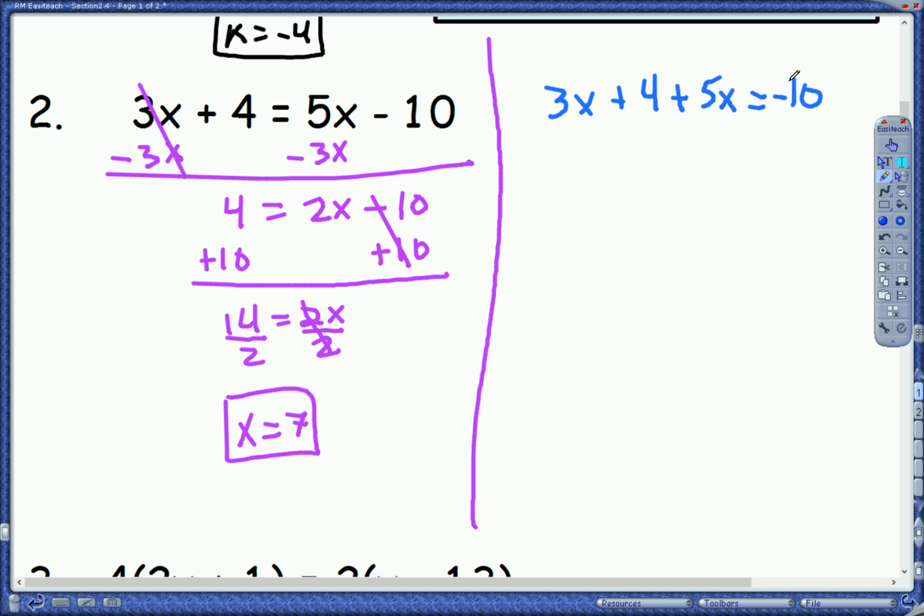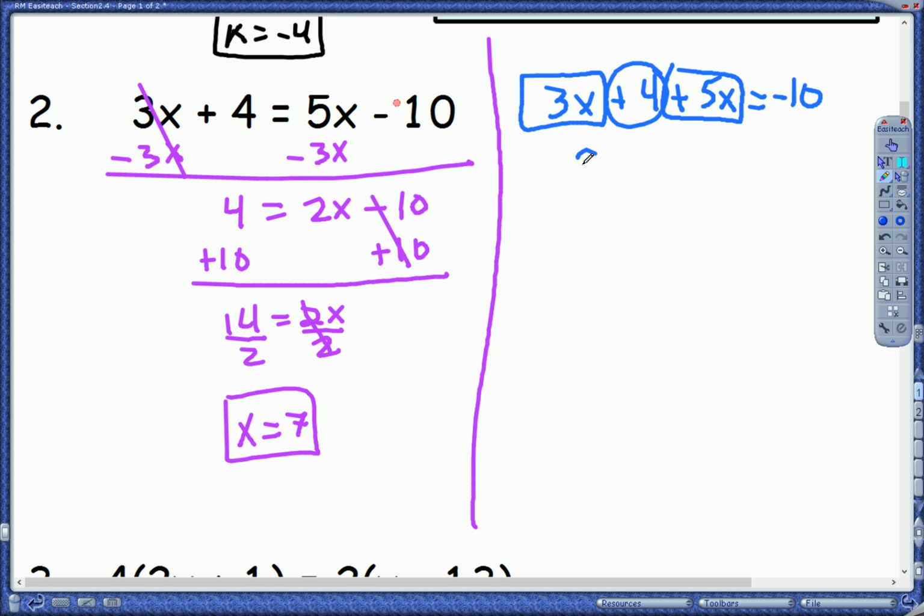Okay, so in our first example, we had a 3x on one side and a 5x on the other. When we go from one side to the other, that's when we do the inverse operation. That's why we subtracted 3x. This is positive 3x, we subtract 3x. In this example right here, they're on the same side. That's when we draw the boxes, right, like terms, and we just combine them.